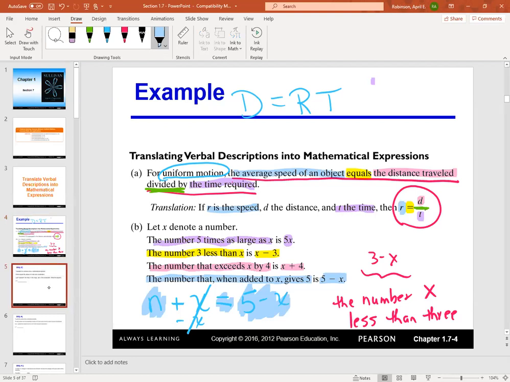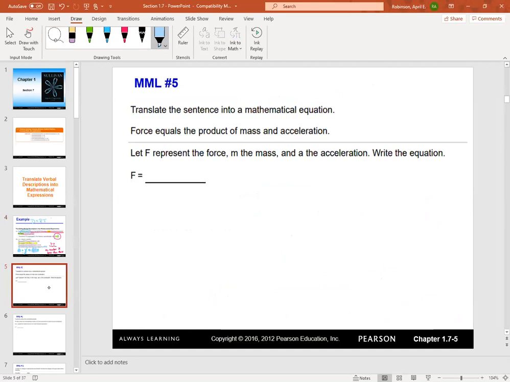Now I went into my math lab and I grabbed a couple right here. It says translate the sentence. Let F represent the force, M is the mass, and little a is the acceleration. Make sure that you use whatever letters my math lab gives you, and make sure they're either lowercase or uppercase as given. Don't change them, because I think my math lab will count it wrong. But we are trying to translate force equals the product of mass and acceleration.